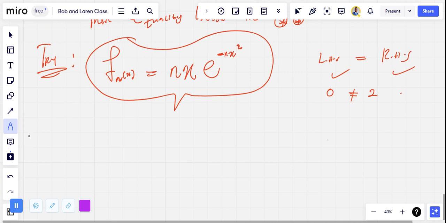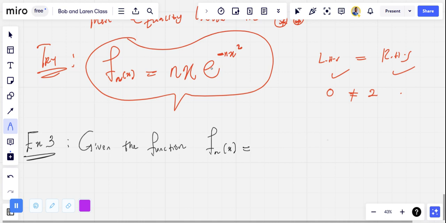So let's call this example 3, which says, let me put it this way. Given the function f_n(x) equals the same expression that is here, we have it as n x e^(-n x²). The same range is also given, where x is a member of the closed interval 0 to 1, and n is 1, 2, to infinity. Full stop.